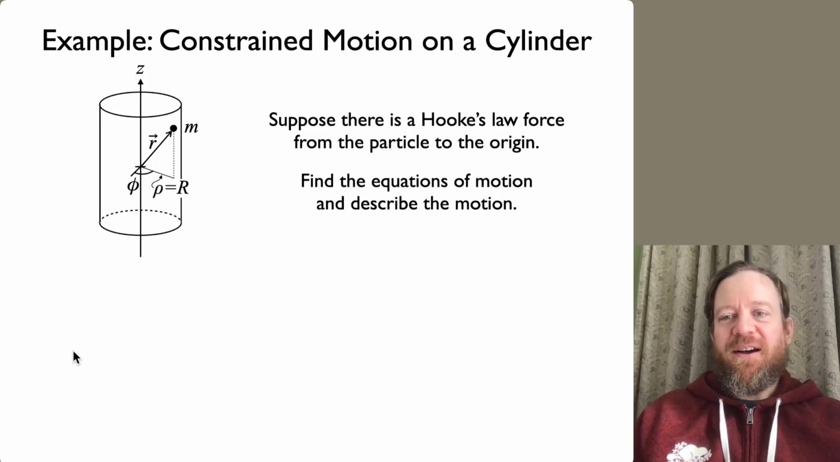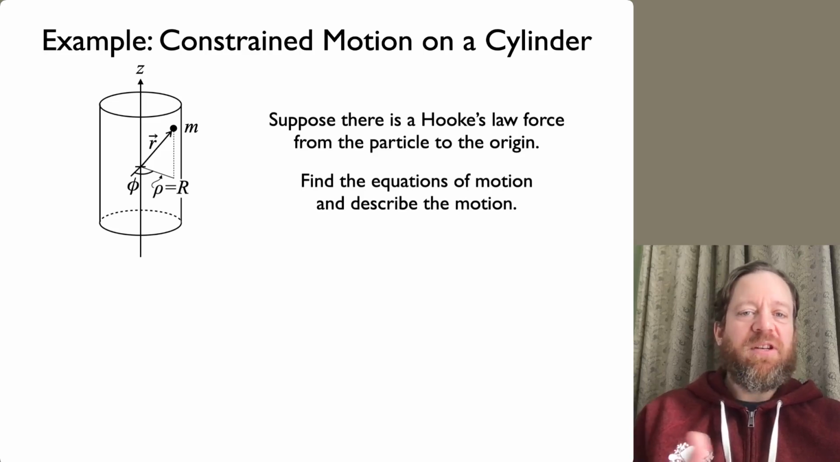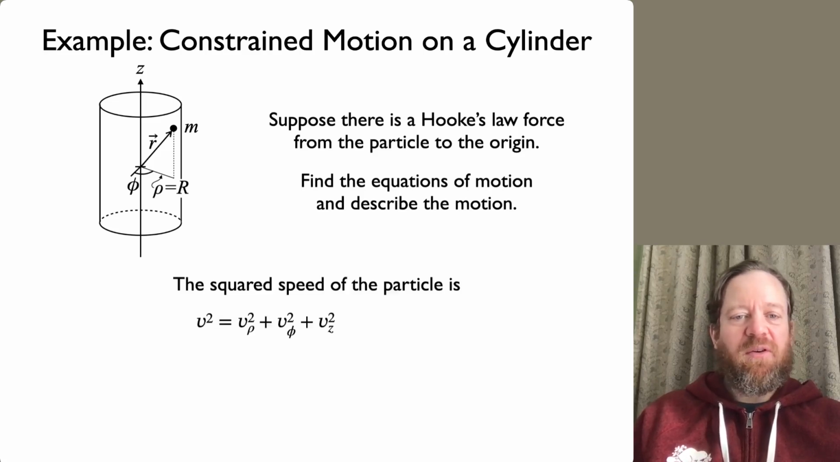So we need to do the usual things here. We need to calculate or determine an equation for the kinetic energy. Then we need to do the same for the potential energy, form the Lagrangian, and then, of course, write down our Lagrange's equations. Now, in order to write down the kinetic energy, we're going to need to know the squared speed of the particle. So we'll have to use the different speed components that we have in cylindrical coordinates. So the speed squared is, of course, just going to be the rho component of the speed squared plus the phi component of the speed squared plus the z component of the speed squared.